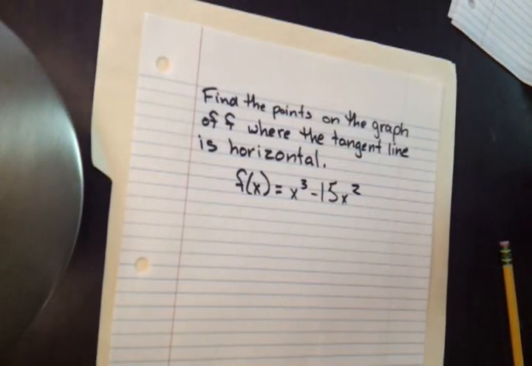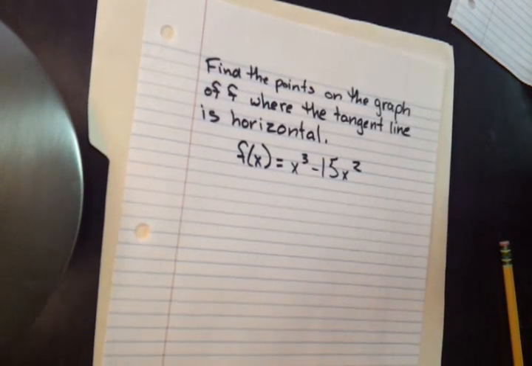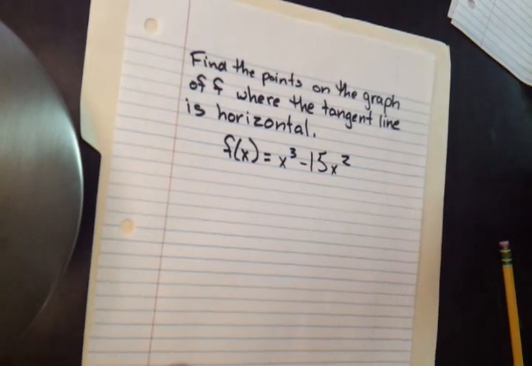Okay, let's take a peek at homework number 5, question number 8. It's asking us to find the points on the graph of f where the tangent line is horizontal. And they give us f of x, that's x cubed minus 15x squared. So how do we find, first of all, how do we find points on the tangent line? Well, we have the derivative. That's how we do that.